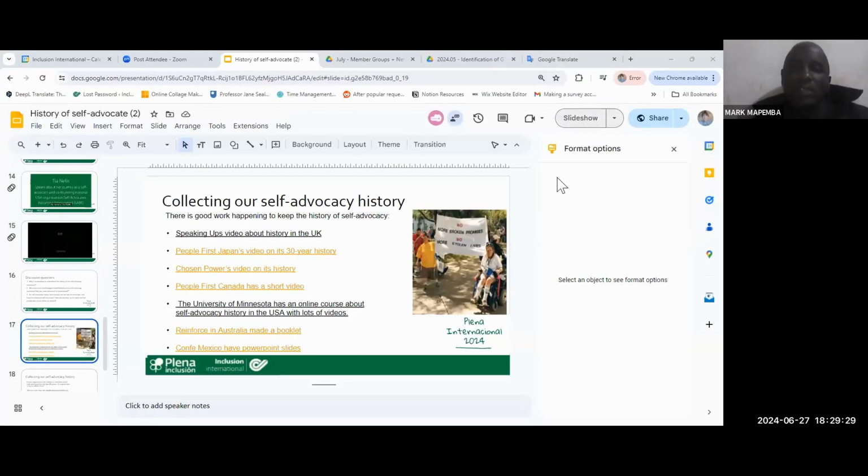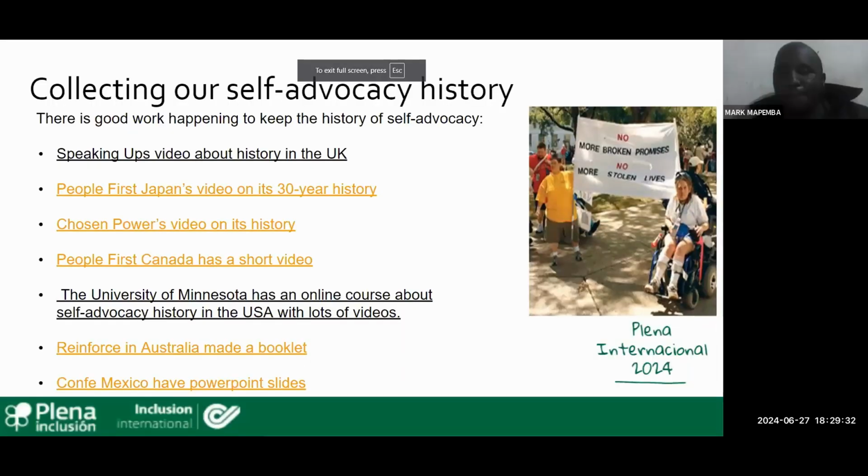As you are hearing, I just want to say that I think one of the big achievements is that now we are able to meet at the international level. We are able to meet on Zoom and have discussions, which is really good, and one of the achievements as self-advocacy is that we are able to meet. So to continue, we are collecting our self-advocacy history. There is good work happening to record the history of self-advocacy.